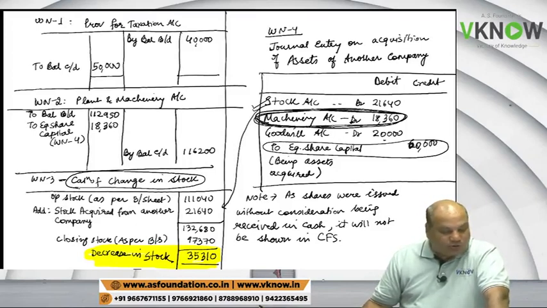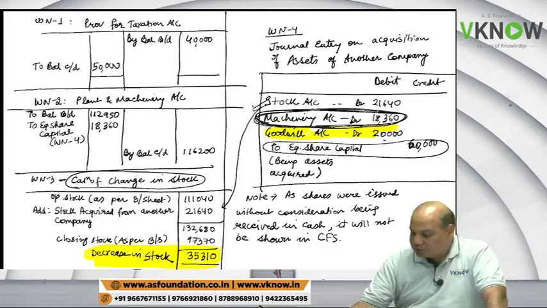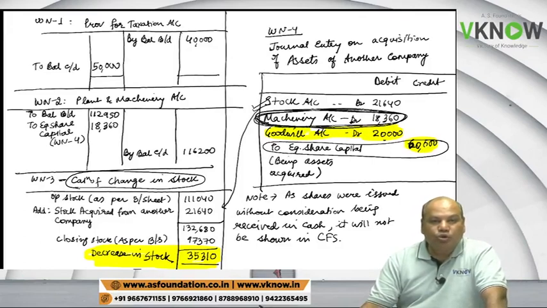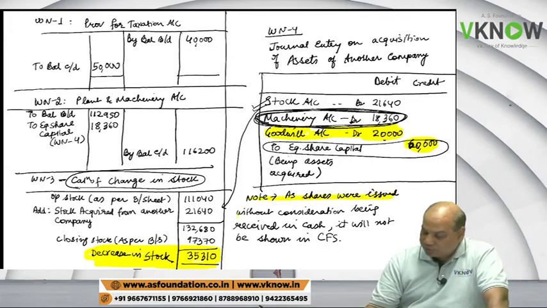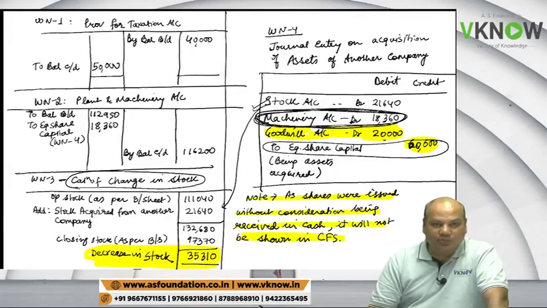Come back to your balance sheet. In the balance sheet, the next item is goodwill 20,000. From 0 to 20,000 means goodwill purchased. But on the screen right side, goodwill was purchased by issue of shares. No cash flow is involved. I have written a note also. Since no cash flow is involved, it will not be reflected in the cash flow statement.